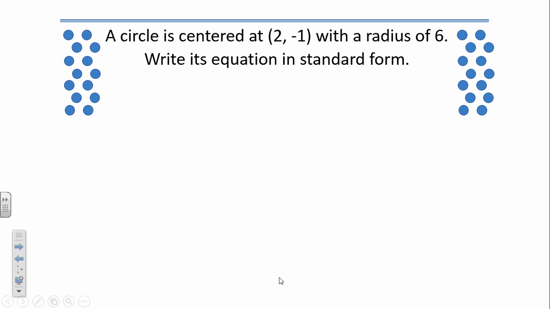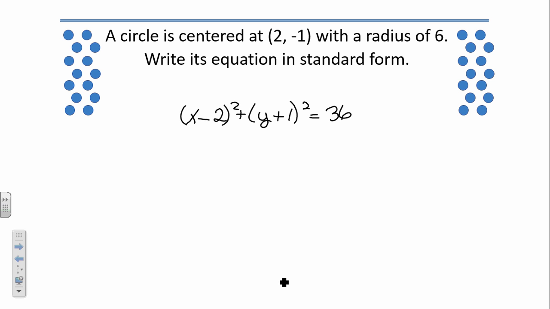All right, Jax, what's your equation going to look like? X minus 2 squared. Very good. It's like squared, which is, yeah, we'll just call it 36 right away.